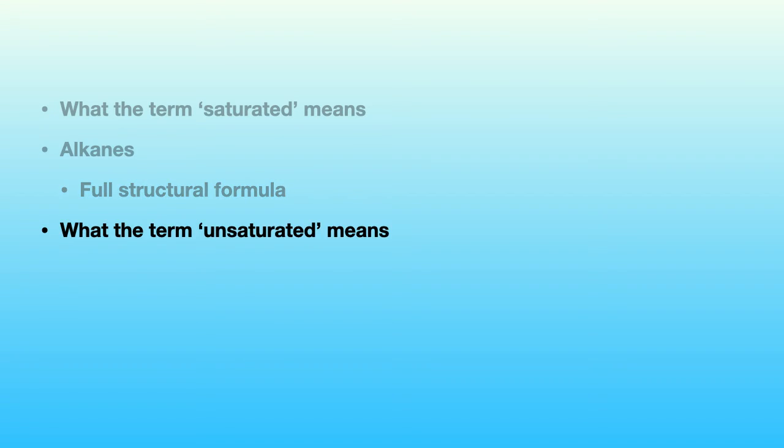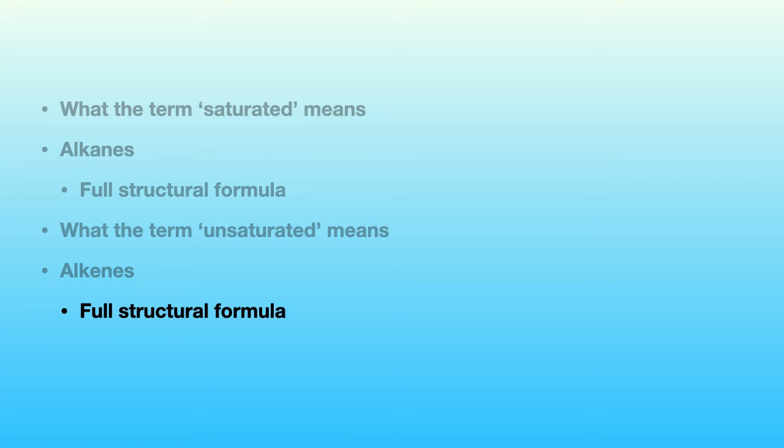You should also know what the term unsaturated means. The alkenes are an example of unsaturated hydrocarbons. That means they contain at least one carbon-to-carbon double bond. You should also be able to spot that double bond in the full structural formula of an alkene. You should also now be aware of the test for unsaturation. If you add bromine solution to a hydrocarbon and it goes colourless, then it means the hydrocarbon is unsaturated.